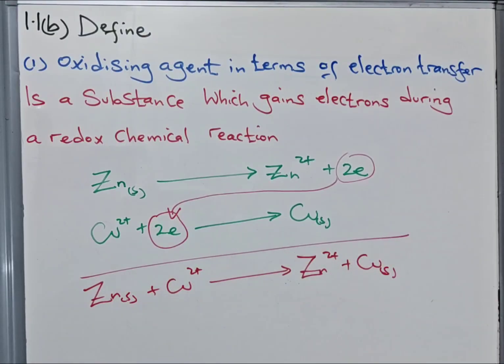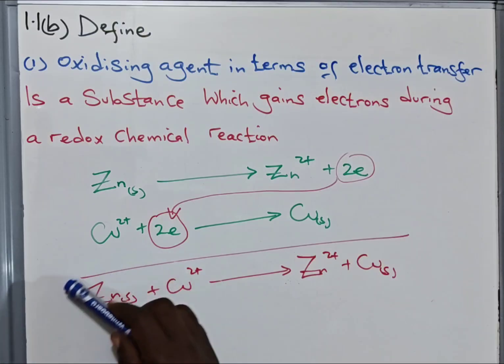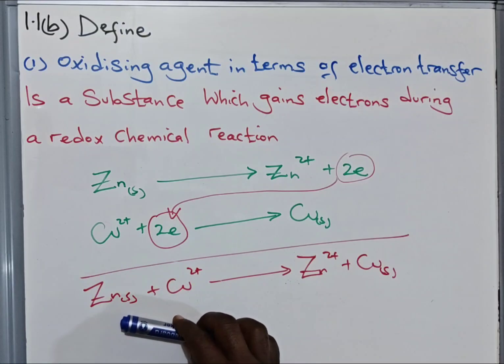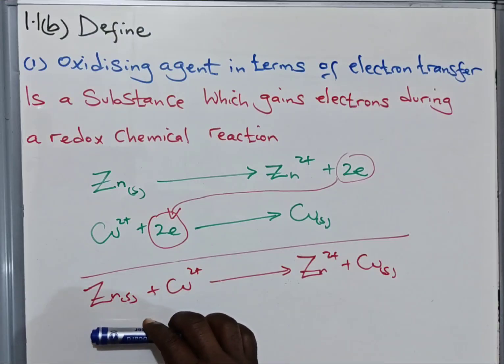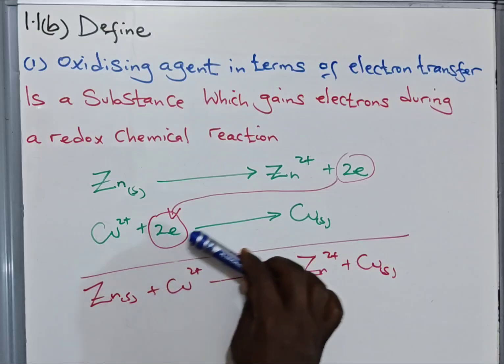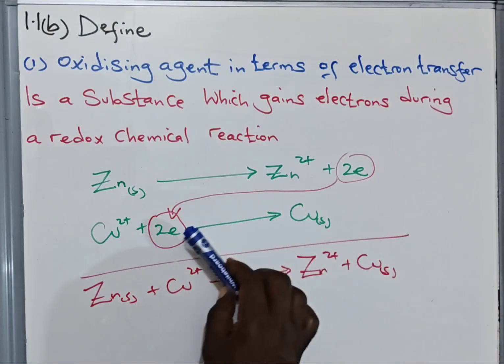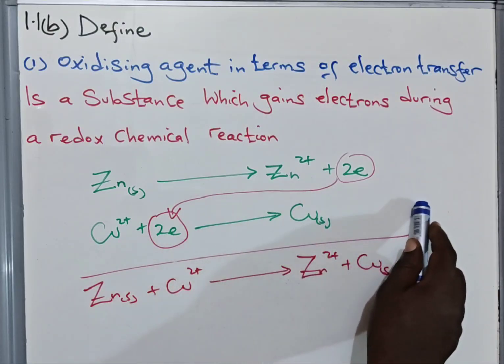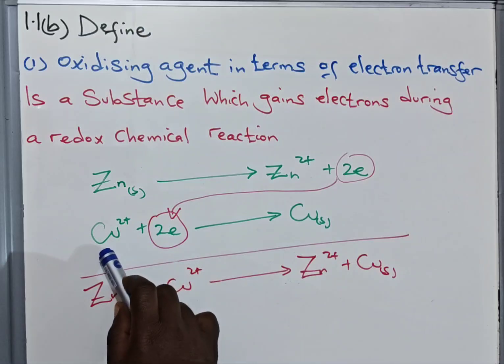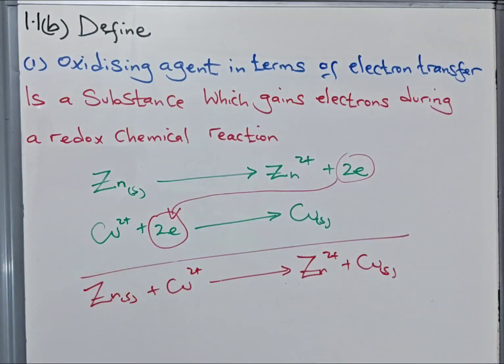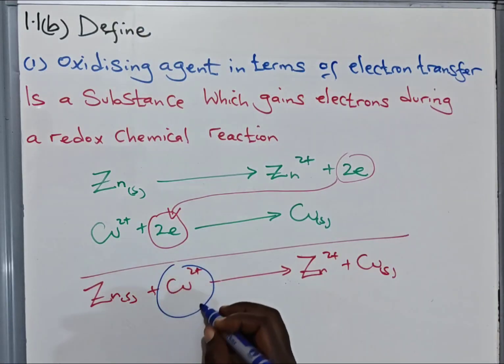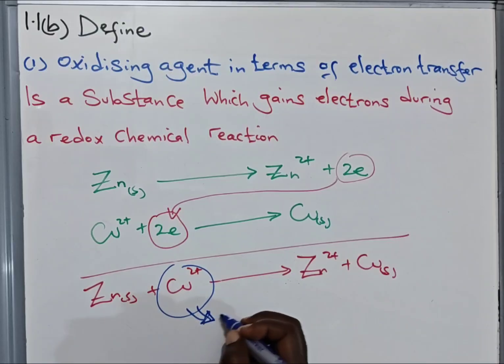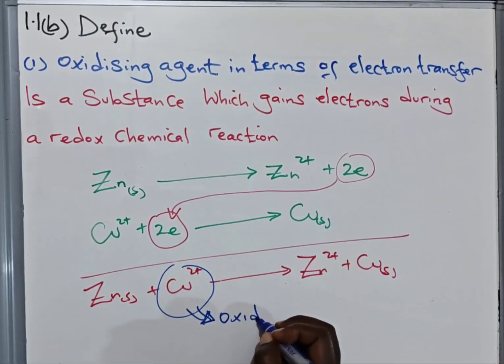Now I need to tell you that between these two substances here, one is an oxidizing agent, and the one which is an oxidizing agent is the one which gained electrons during the redox chemical reaction, and that one is copper 2 ions. So in other words, in this case, copper 2 ions is our oxidizing agent.